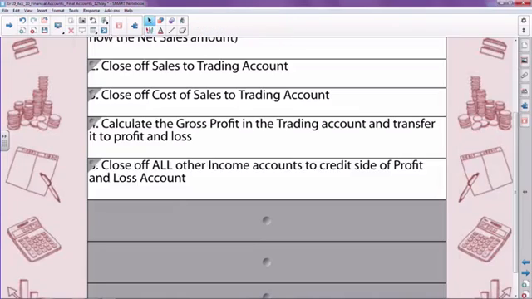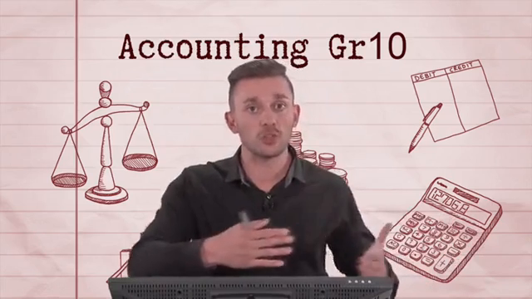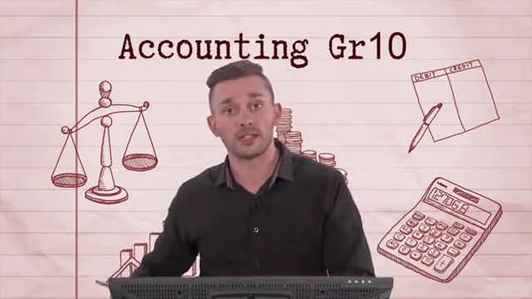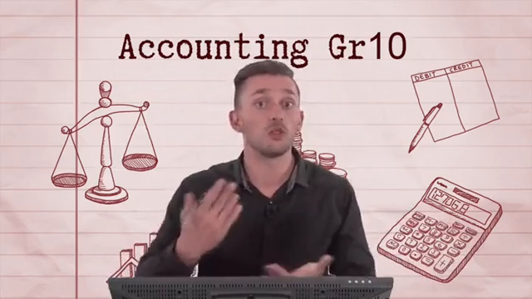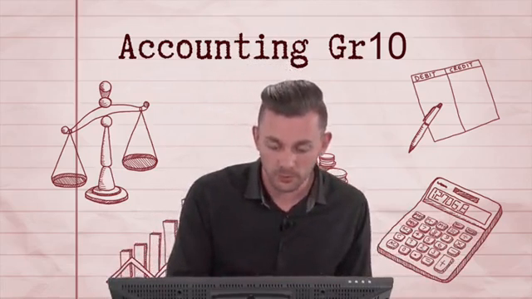Step number 5, close all your income to the profit and loss account. So again, all income on the credit side needs to go to the debit side and then be transferred to the profit and loss on the credit side. Step number 5. And you can have 5 incomes, you can have 10 incomes, you can have 2 incomes. It depends on the company or the business.